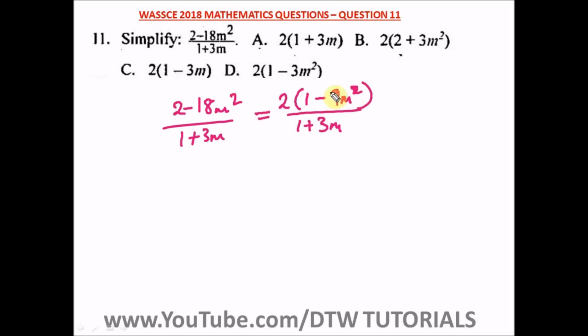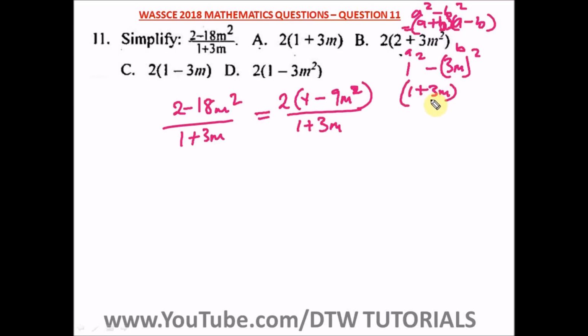From here, this is like 1 squared minus 3m squared. And remember, when you have a squared minus b squared, it is equal to a plus b, bracket a minus b. I hope you remember our factorization. So from here, this is a and this is b. So we have 1 plus 3m, brackets, 1 minus 3m, if we follow this formula.